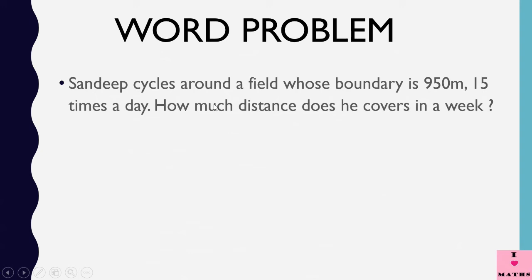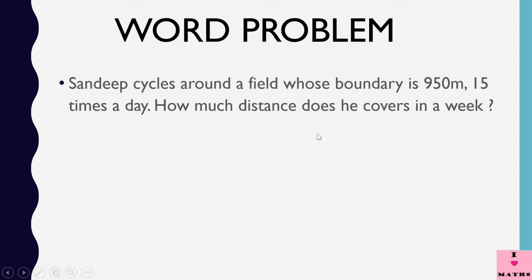Sandeep cycles around a field whose boundary is 950 meters 15 times a day. How much distance does he cover in a week? Oh God, he really loves cycling. Actually, cycling is so good for health, na? That's why. Okay, children, now there is a field whose boundary is 950 meters long.